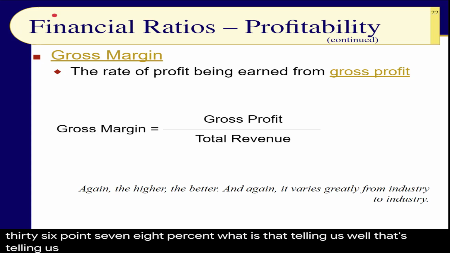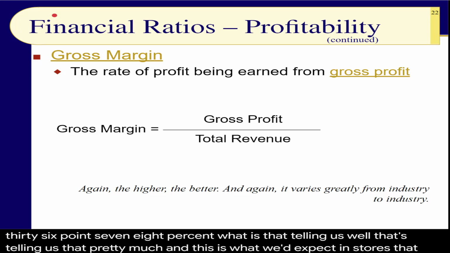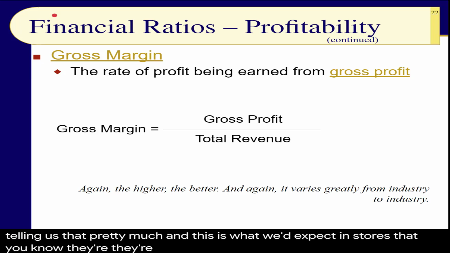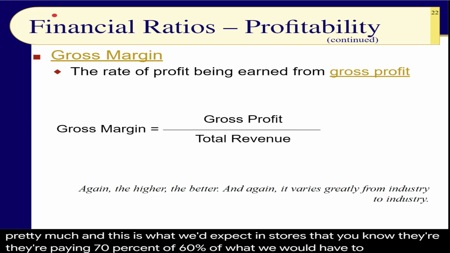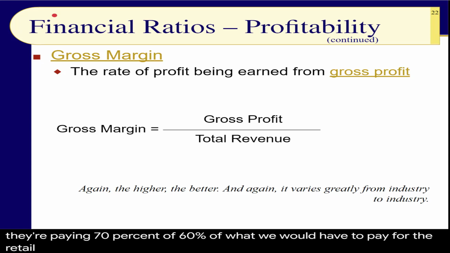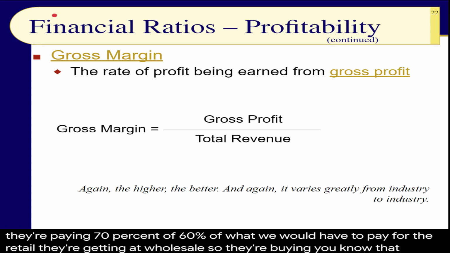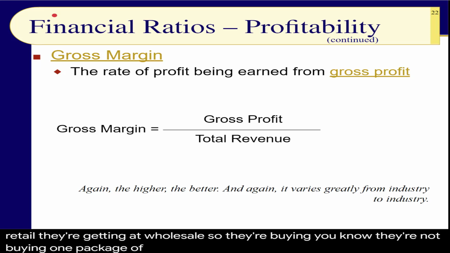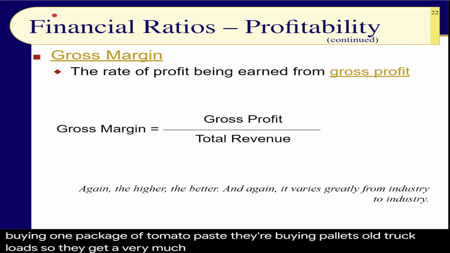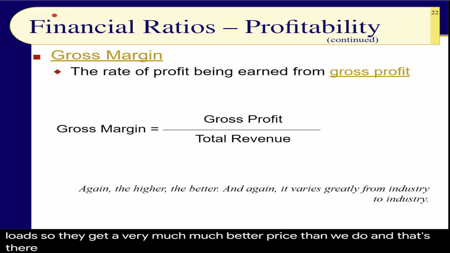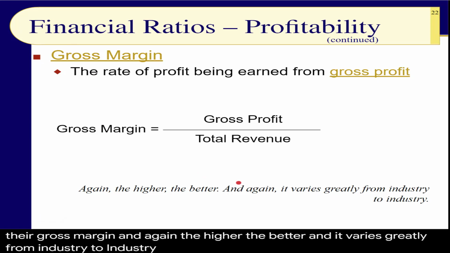Well, what is that telling us? That's telling us, and this is what we'd expect in stores, that they're paying 60% or 70% of what we would have to pay for the retail. They're getting it wholesale. They're not buying one package of tomato paste. They're buying pallets, whole truckloads. So they get a very much better price than we do. And that's their gross margin. And again, the higher the better, and it varies greatly from industry to industry. So we must always look at the competitors.